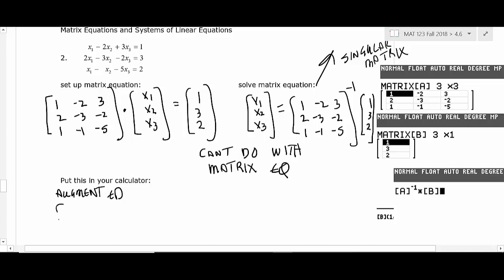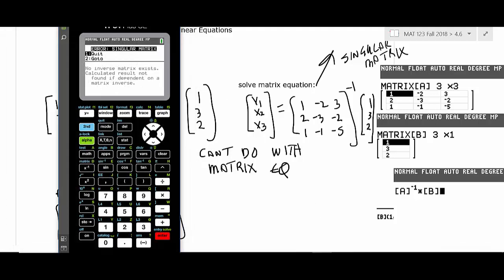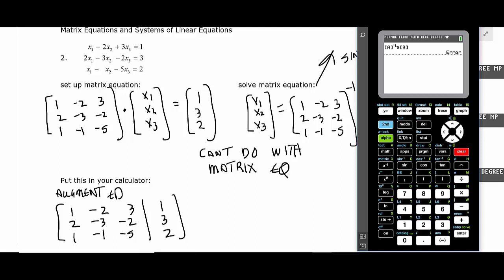So when you do this, your augmented matrix would be 1, negative 2, 3, comma 1, and then 2, negative 3, negative 2, 3, and then 1, negative 1, negative 5, 2, like that. So you're just going to put that in your calculator, start over again, and then just do the reduced row echelon form like that. Okay? Now, on a test, I'm not going to give you a matrix equation that you can't do it with, because that's kind of a waste of time. So I'll give you something more like that first one I gave, where you'll get an answer to it.